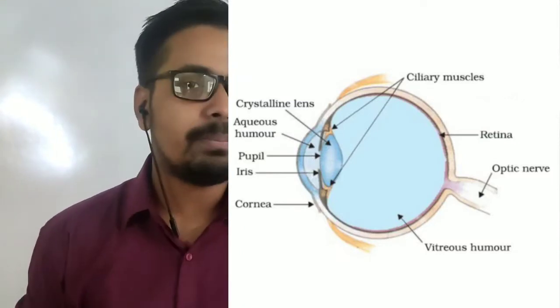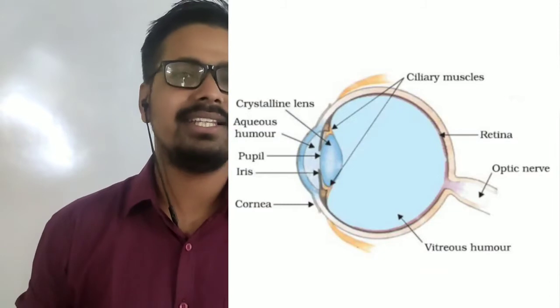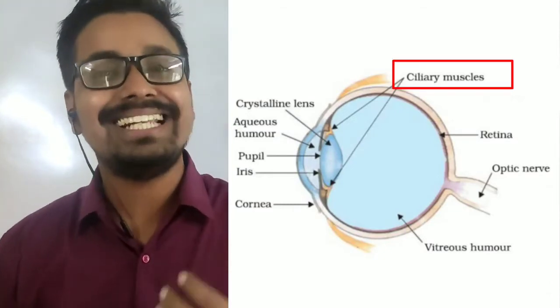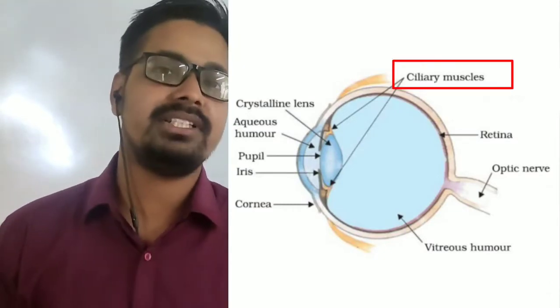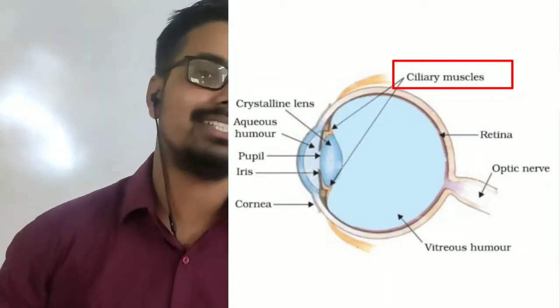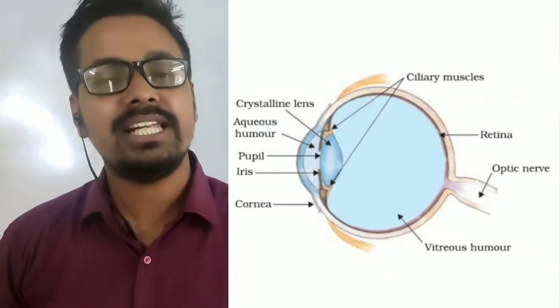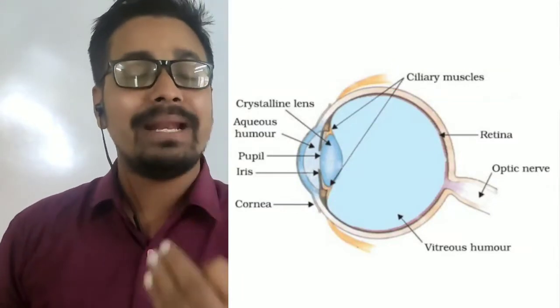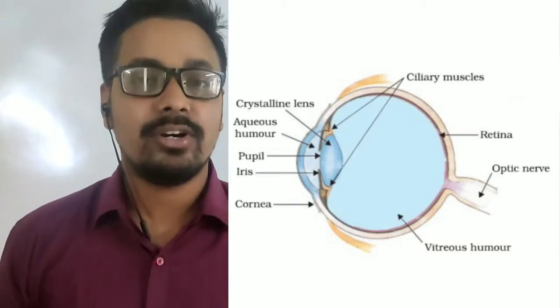Now I missed one part, and that is a very important part, and the name of that part is the ciliary muscles. The ciliary muscles are present at the top of the crystalline lens. Ciliary muscles are really important because they maintain the focal length of the eye.